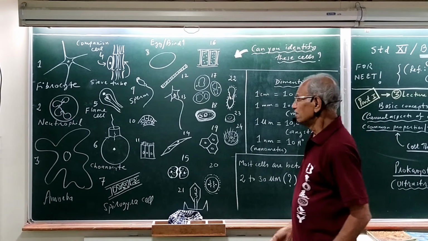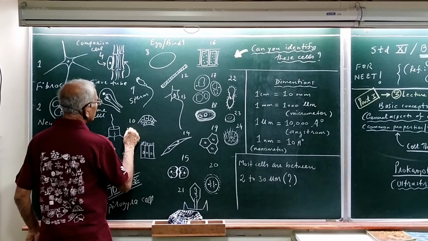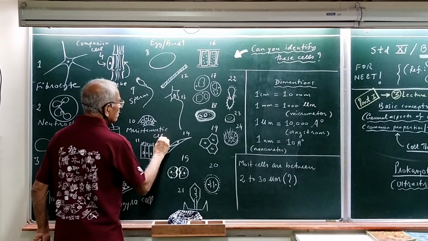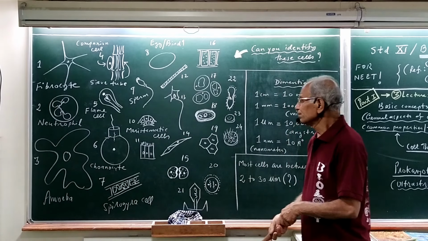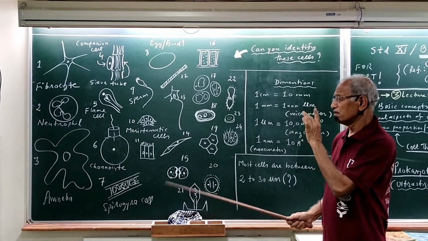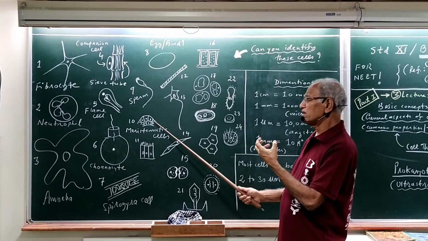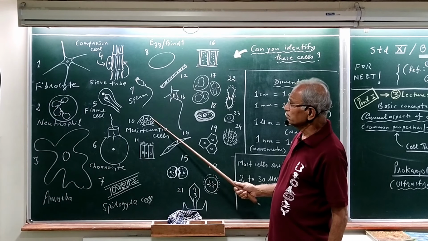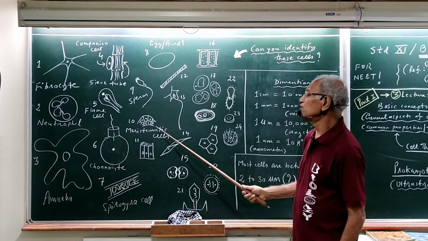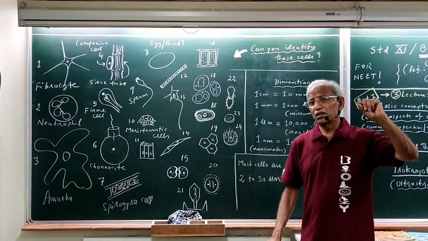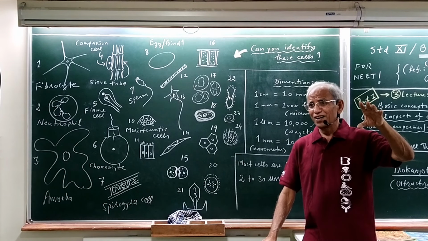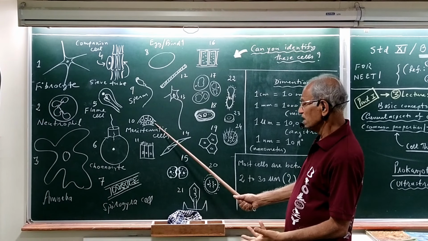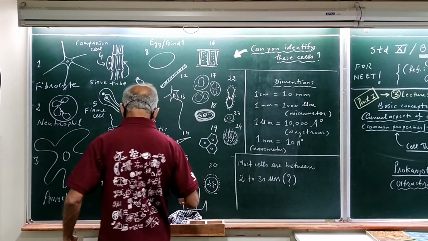Number 10, these are the meristematic cells, plant cells. Meristematic cells, they are isodiametric, they are cuboidal, and they are very tiny and capable of division, and they usually will occupy the tips of the stem, tips of the branches, tips of the roots. Meristematic cells.